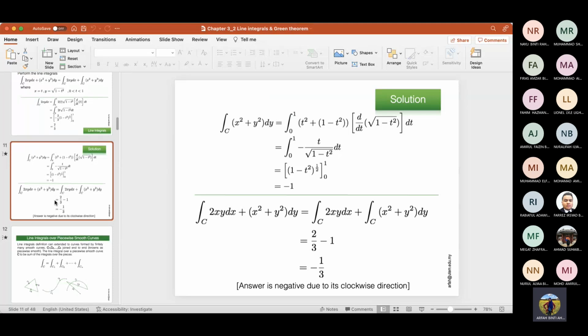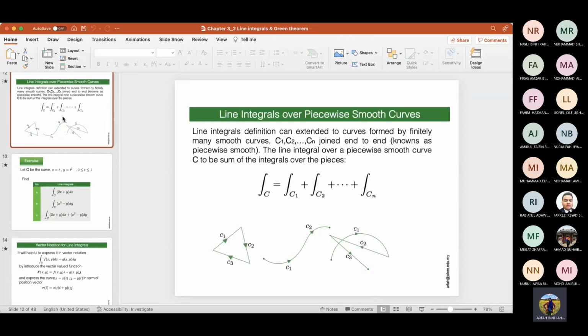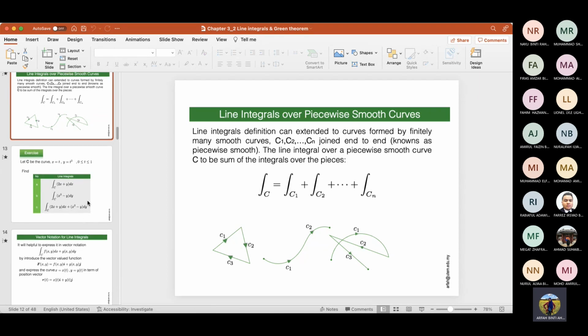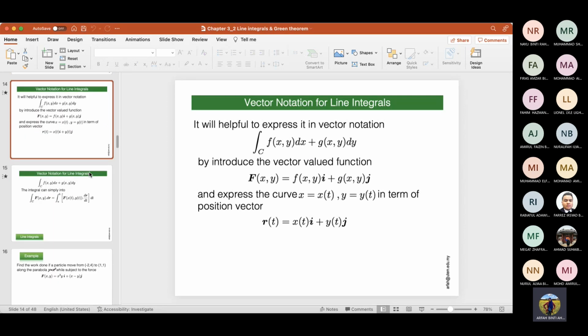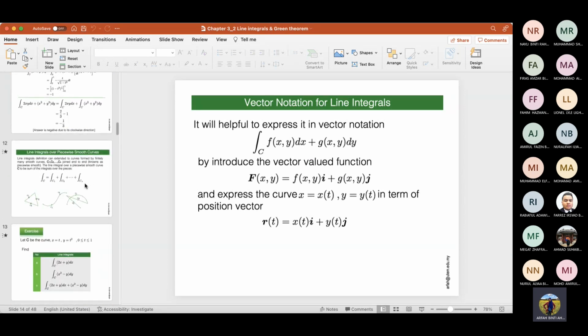Okay, so we have gone through this exercise, and this is for the case if you have a piecewise smooth curve, meaning that you have a few curves connected to each other. So rather than having one shot of the integration over the curve, we do the integration piece by piece, finding the integration over C1, curve 1, curve 2 and up until curve 3. Okay, so this is the integration, and all of this is for the case of scalar function.